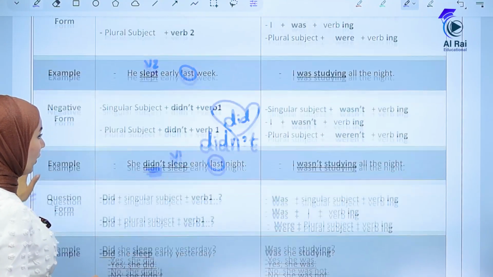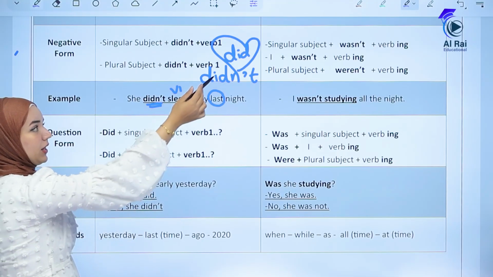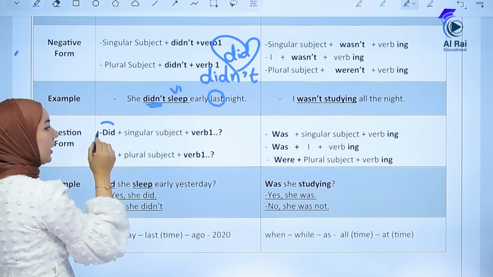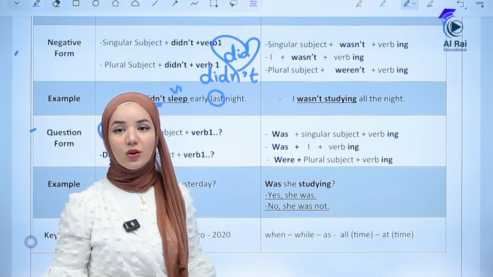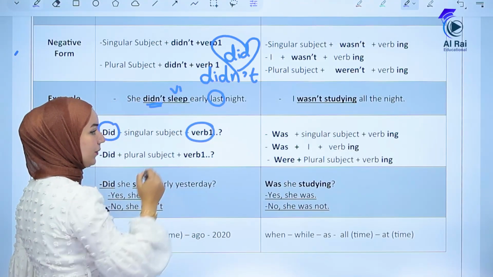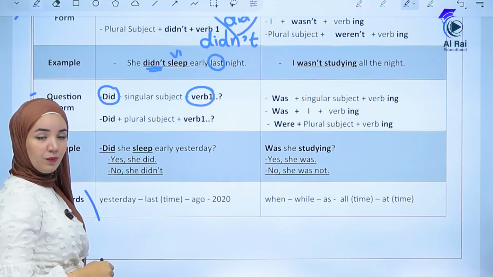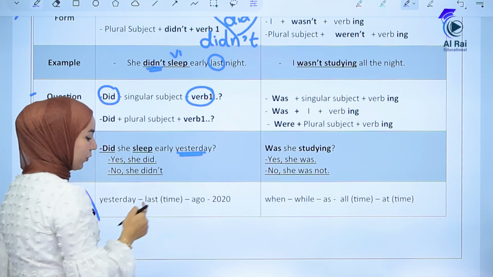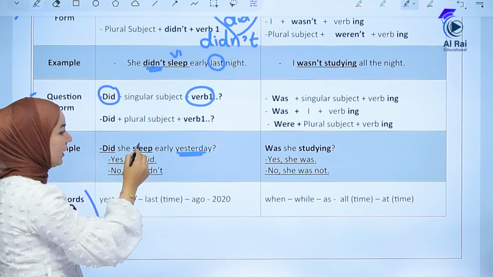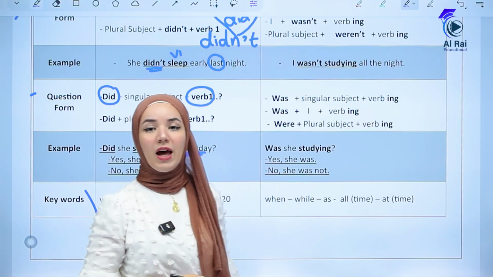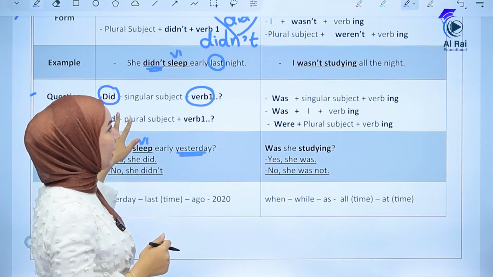Good? So what is the question form of the past simple? I need the helping verb did, but here I need to write it at the beginning. And as I told you, after did and didn't, we always need verb 1. So let's see. Did she sleep early yesterday? Yesterday is a keyword for past simple. Because of that, I use the helping verb did and verb 1 with it. So it is a short revision about past simple.